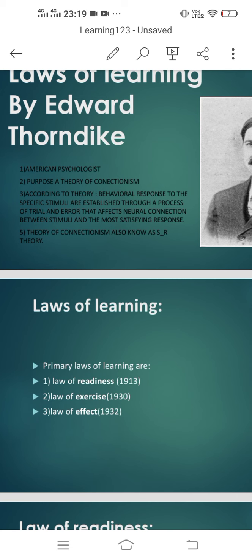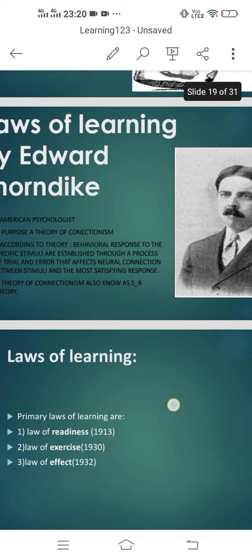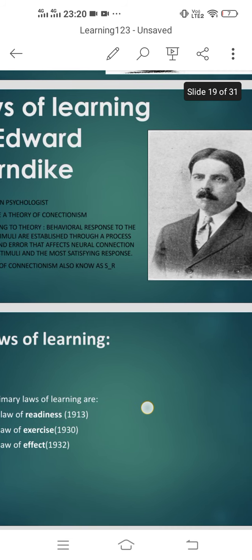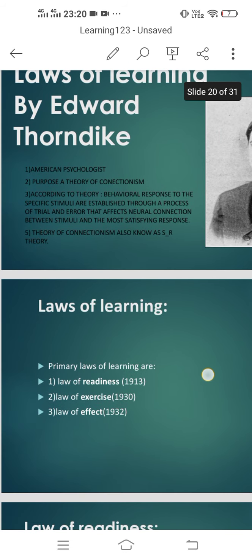So, what was his theory of connectionism? He says that behavioral responses to specific stimuli are established through a process of trial and error that affects the neural connection between stimuli and the most satisfying response. His theory described the relationship between the stimuli and the response. He basically says that the stronger the relationship between stimuli and response, the greater the learning will be. His theory of connectionism was also known as SR theory.